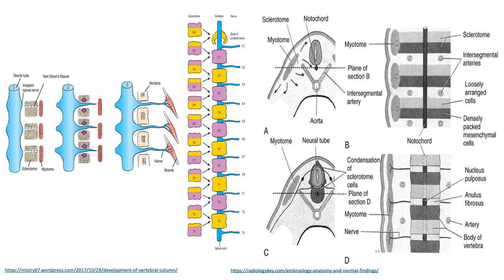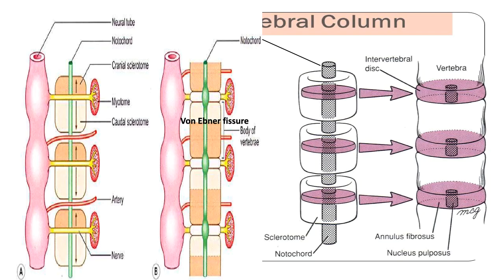So what happened is that the notochord that is found in that area gives rise to the nucleus pulposus of the vertebral discs, while the cells of the von Ebner, or the sclerotome cells, give rise to the annulus fibrosus of the intervertebral discs. So in this diagram we're still explaining what we've seen earlier on.